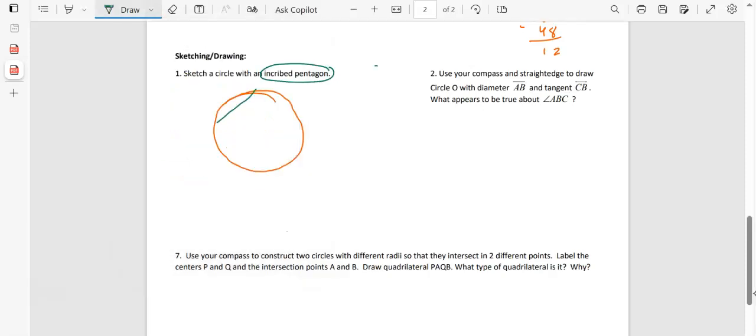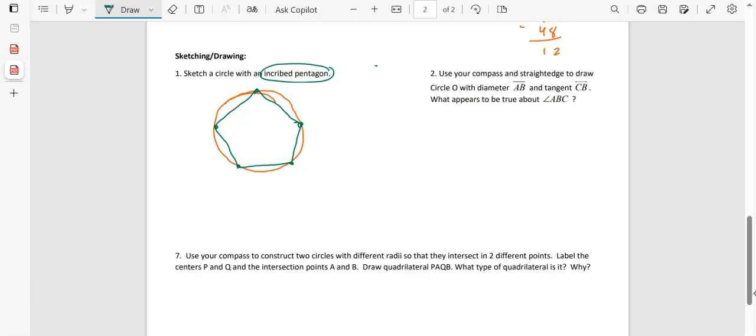And so all I'm going to do is draw something with 5 sides where each of those sides touch the circle. And I haven't given any labels to this circle or pentagon, so this would be enough. Okay, let's look at the next one.